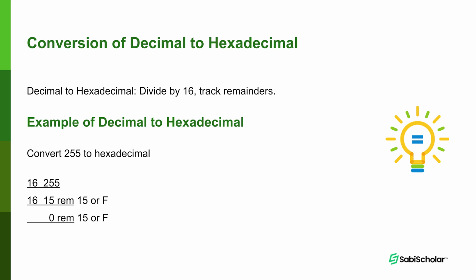That will be 0, remainder 15, right? Because you cannot divide 15 by 16, since it's less than it. So 15 divided by 16 is 0, remainder 15. Again, you can represent the remainder of 15 with F. Then we take the remainders from the last one upward. That is, from this F that is last, then upward. That will be FF. So 255 base 10 is the same thing as FF in base 16. Let's remember that F is representing 15.